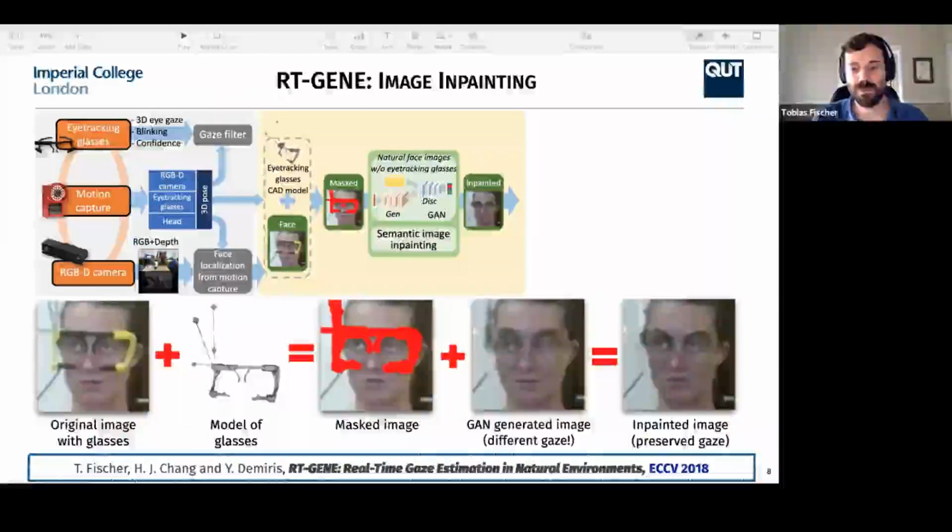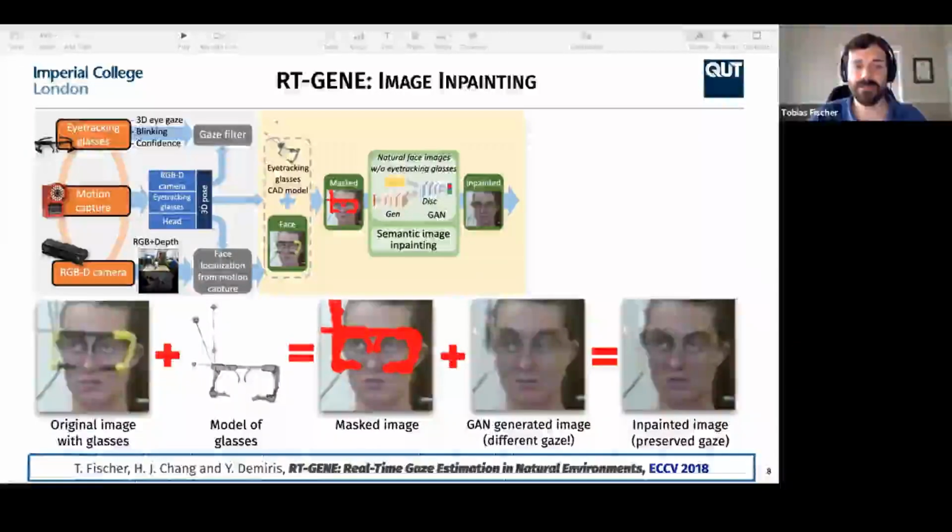So the problem with this approach is that now the subject is wearing these glasses with the yellow frames. However, if we train a deep network with those images where the glasses are worn, it's very easy for the deep net to overfit on those particular samples where glasses are worn. Whereas at inference time, when you're actually interested in what the person is looking at, we obviously don't want the subject to wear those glasses.